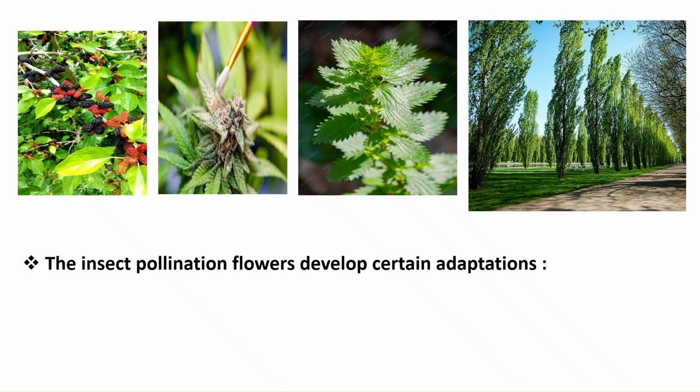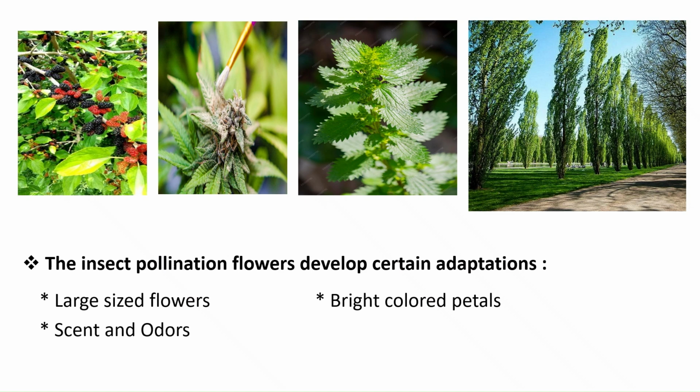They are: 1. Large-sized flowers. 2. Bright-colored petals. 3. Scent and odors. 4. Edible pollen. 5. Nectar in special glands. Let's see the examples of various agents of pollination.